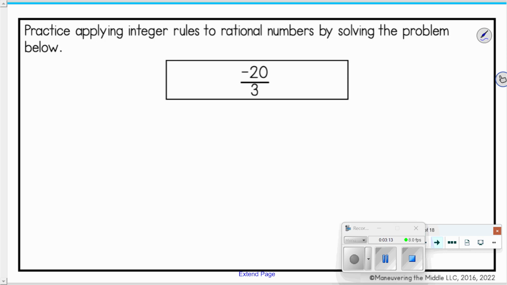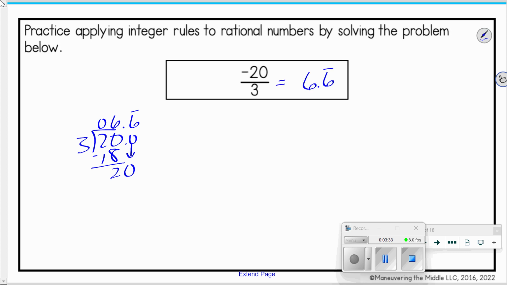Then, 20 divided by 3. It won't go into 2, it goes into 20 six times. 18, I'm still not at 0, so I add a decimal, but what do you notice? It's going to be repeating, right? So repeating means that's just going to go on forever. So my answer becomes 6.6 repeating. Compare my signs, negative and positive. They're different, so they hate each other. So negative.